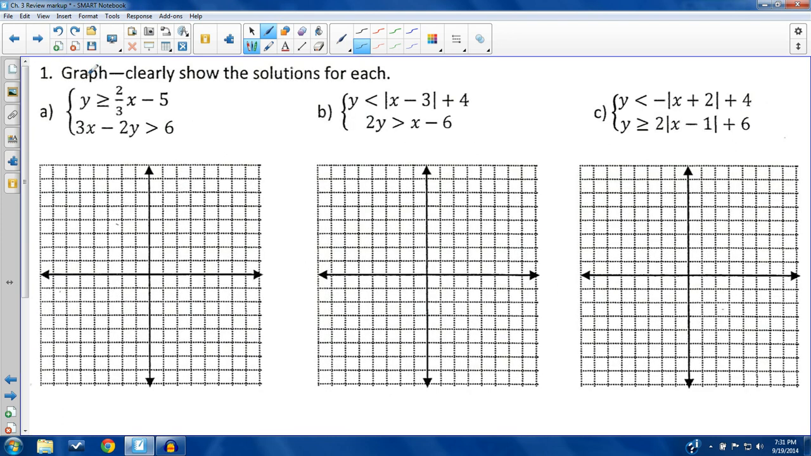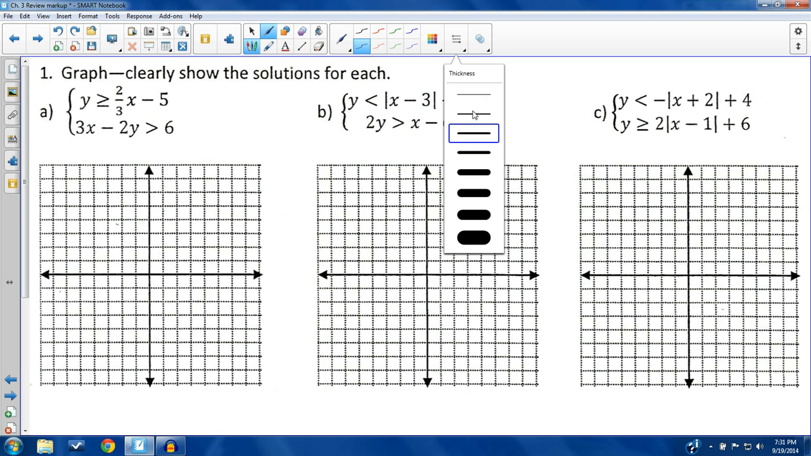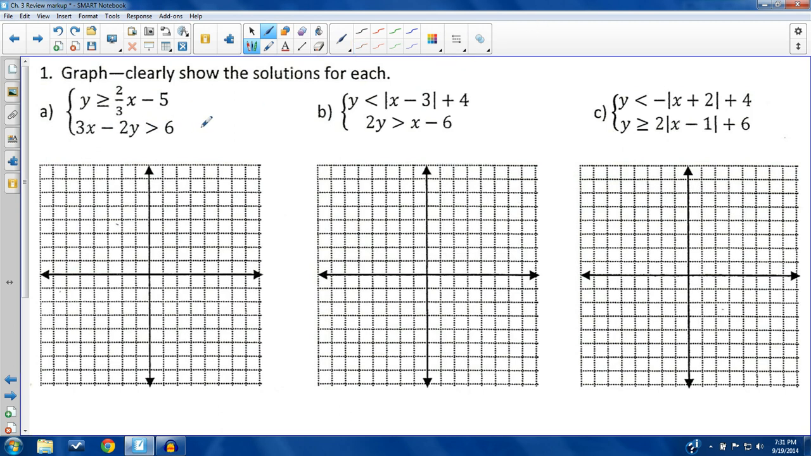So let's go ahead and solve by graphing. Graph, clearly showing the solutions for each. What's going to be important when I graph is that I need to put it in slope-intercept form. This one clearly is, this one is not. So let's rewrite it as we go along. This will be negative 2y is greater than negative 3x plus 6. And when I divide by negative 2, my inequality flips. You remember that from the previous chapter. y is less than 3/2 x minus 3. So here's one inequality, and here's the other, and I'll graph both.